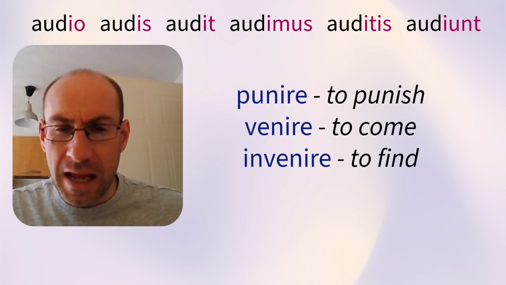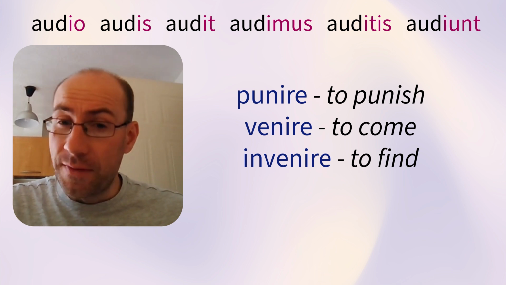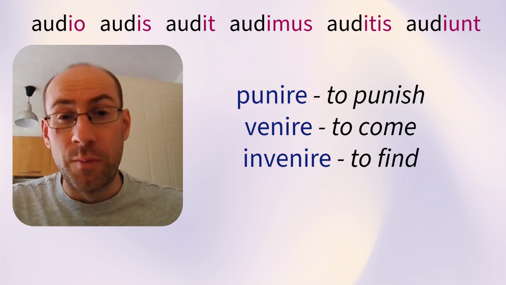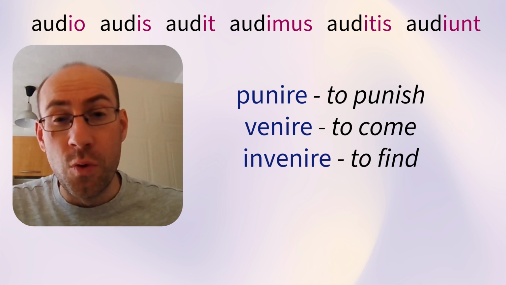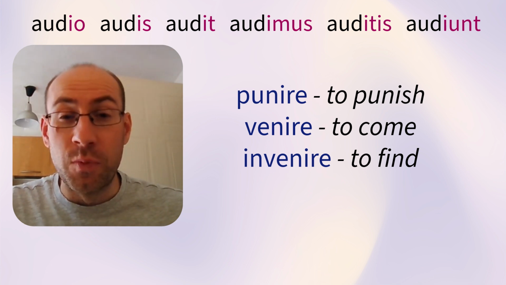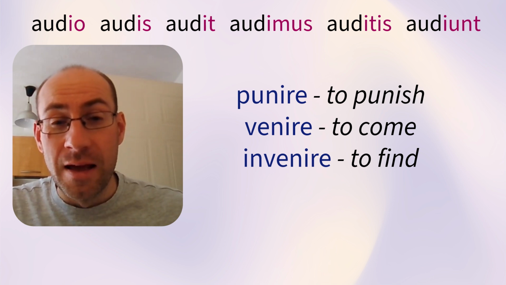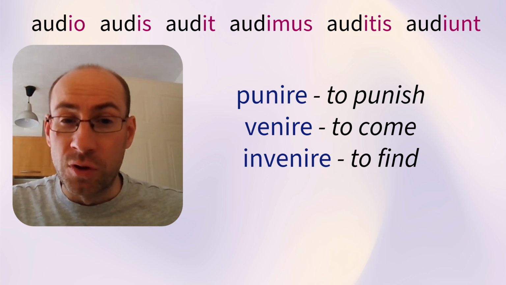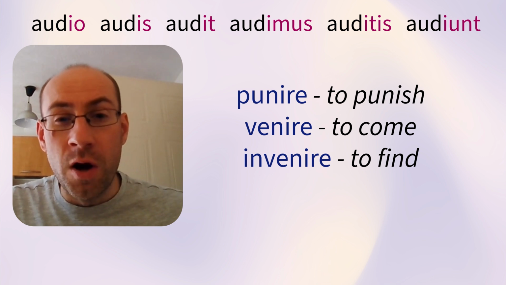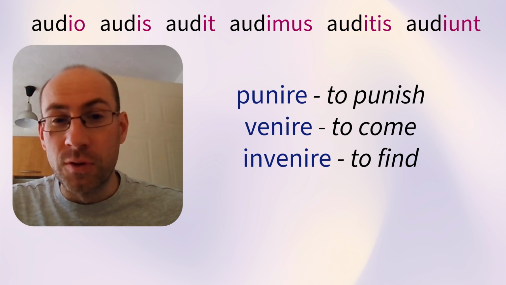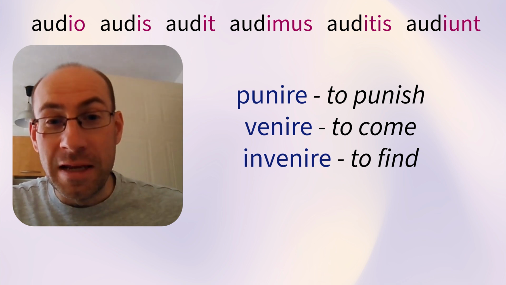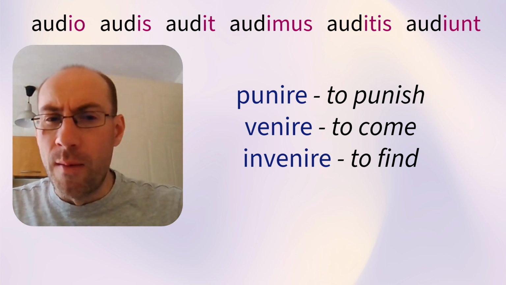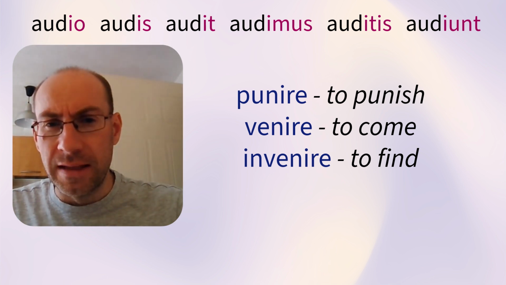Let us conjugate, guys. Remove the ire. What's your stem? In this case, pun. Add the same endings. Io, is, it. Punio, I punish. Punis, you punish one person. Punit, he, she, it punishes. Punimus, we. Punitis, you guys. Puniunt, they punish. Again, punio, punis, punit. Punimus, punitis, puniunt. Punire. So we've got audire, audible, audio, punire, punish, very much like English.